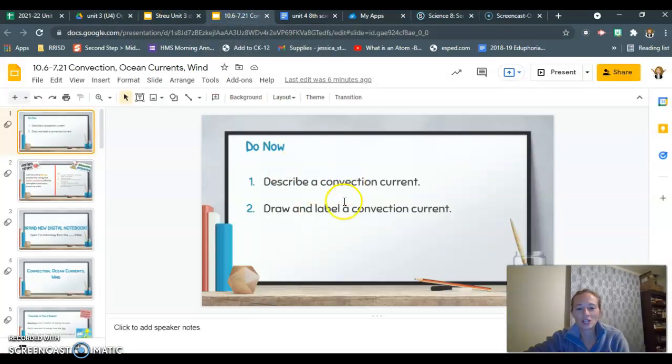Put your answer in there on the do now. Describe a convection current. Draw and label a convection current. Not 100% sure if you can draw, but you can insert a picture if you can't draw it, okay? So try to find a picture of a convection current and get it in there. If you don't know what it is, talk to the people in the room. See if anybody figured it out yesterday. If nobody figured it out, use your friend Google and go figure it out.